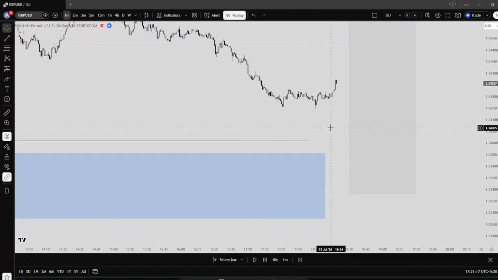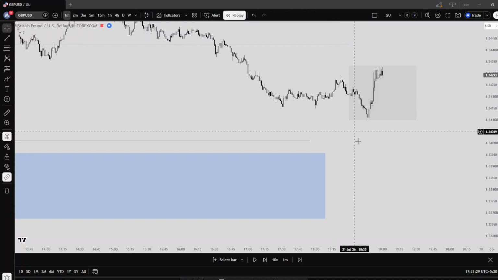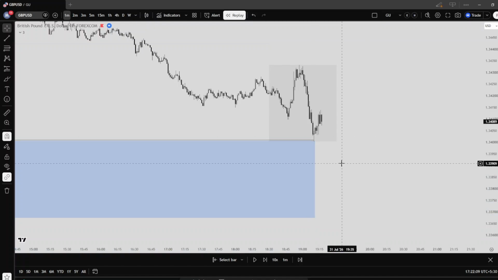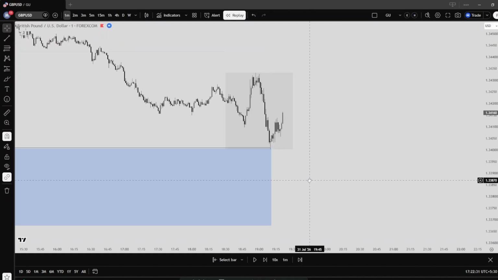As we can see, the New York session box appeared, and price is approaching the liquidity line. Okay, now it mitigated the demand, and now let's wait for lower time frame confirmation. So yeah, this is the lower time frame confirmation I would like to enter.